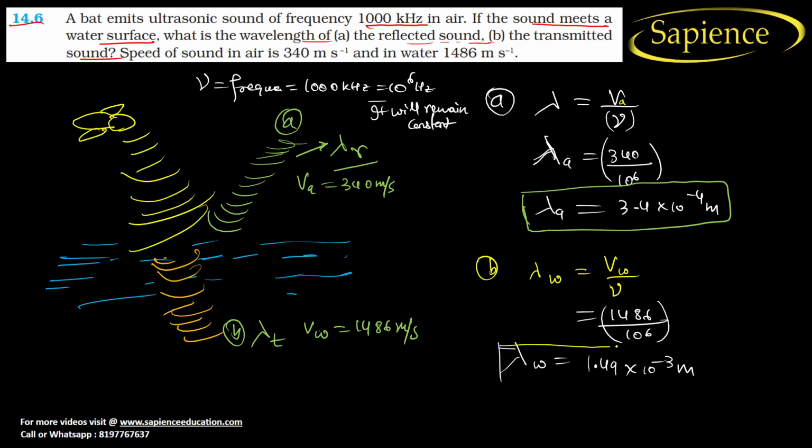I hope you have understood this. So there are two different types of lambda. We have to find the reflected wave and the transmitted wave. But one thing you should remember is that the frequency will remain the same. Here it is the frequency, here also the same frequency, here also the same frequency. So frequency will remain the same everywhere. Okay. I hope you have understood this.